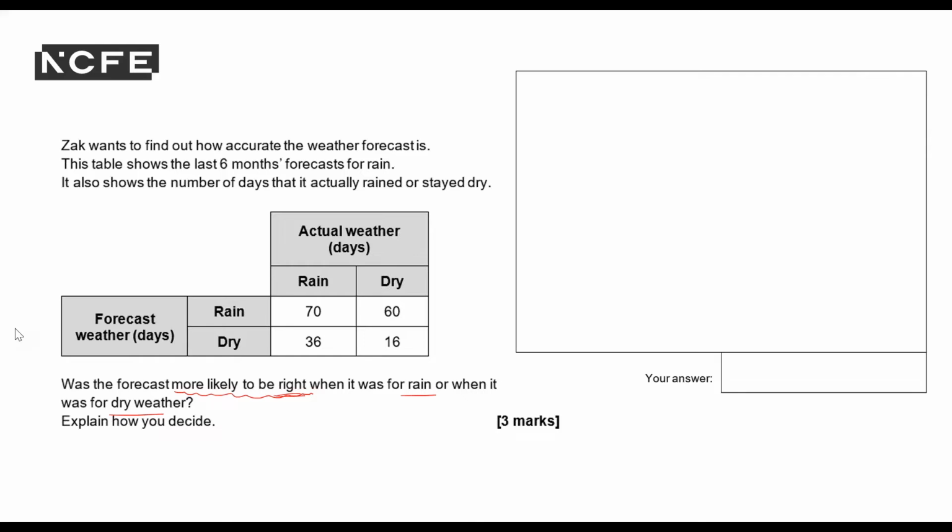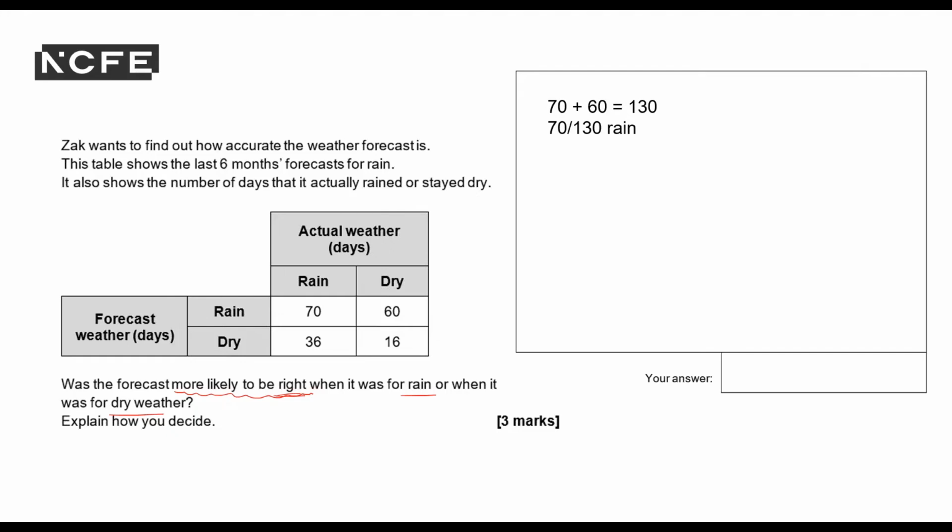So to calculate probability, I need the number of times it occurred. So for rain and rain, it was 70 out of a total number of events. So 70 plus 60 gives me the total number of times or days that it was forecast to be raining. 6 and 7 is 13, so that's 130. So my probability is 70 out of 130 for rain.